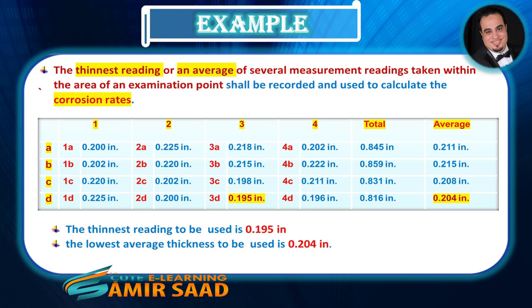As per API 510, the thinnest reading or an average of several measurement readings taken within the area of an examination point shall be recorded and used to calculate the corrosion rates. From the data given, we can determine the average thickness and/or the thinnest reading as shown clearly. The thinnest reading to be used is 0.195 inch, or the lowest average thickness to be used is 0.204 inch.